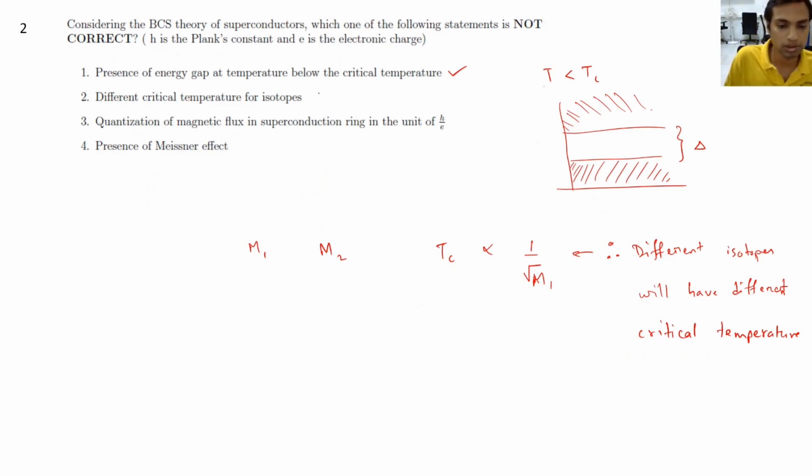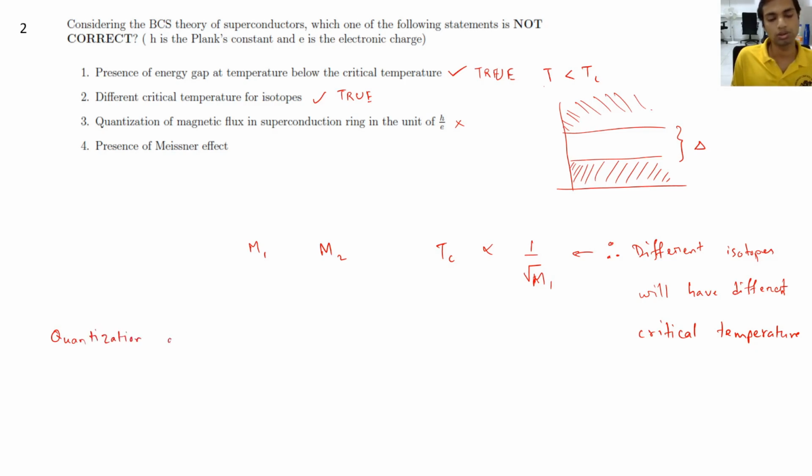So this statement is also true. RUA, this we discussed to be true. The quantization of magnetic flux in a superconducting ring in the unit of h by e. So this statement is not correct. The quantization of magnetic flux always happens at h over 2e.